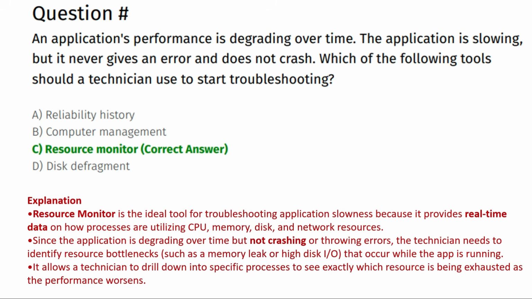It allows a technician to drill down into specific processes to see exactly which resource is being exhausted as the performance worsens. So that's why the correct answer for this question is option C, resource monitor. So let's move to the next question.